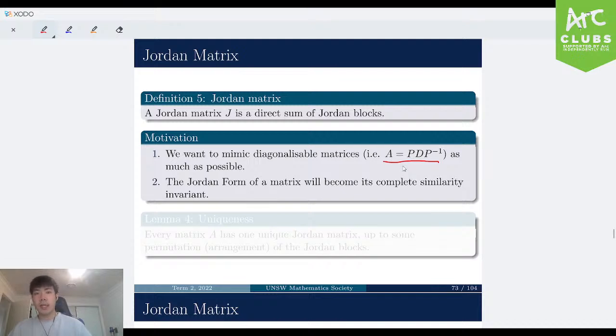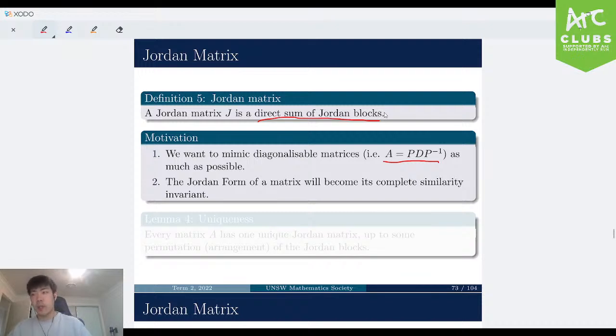So what we want to find is the next best thing. What's the next best thing such that given any n by n matrix A, we can always find a form that is as close to the diagonalizable matrix as possible? And that's where the Jordan matrix comes in. Because as you can see from the previous stuff we went through, the Jordan block itself is already quite similar to a diagonal matrix. And so furthermore, a direct sum of a bunch of these Jordan blocks would also be quite similar to a diagonal matrix, right?